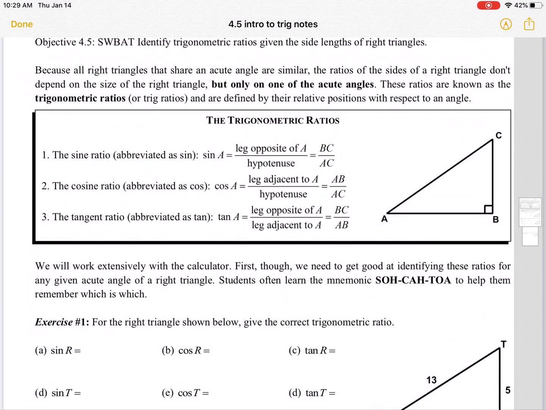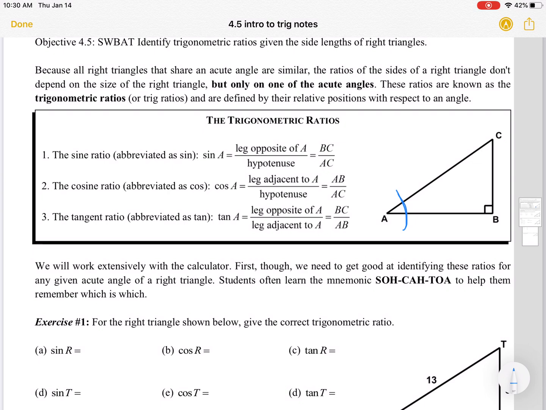So there are three trigonometric ratios. The first one is sine, abbreviated as SIN. If I asked you to find the sine of angle A, that's going to equal the ratio of the leg opposite to A over the hypotenuse. Don't worry, this is worded a little funny, but there's a very easy way to remember all of this. The cosine ratio, abbreviated COS, cosine of angle A, is going to equal the leg adjacent to A, remember adjacent means next to, over the hypotenuse, so AB over AC. And then the tangent of A is going to be the leg opposite A over the leg adjacent to A.